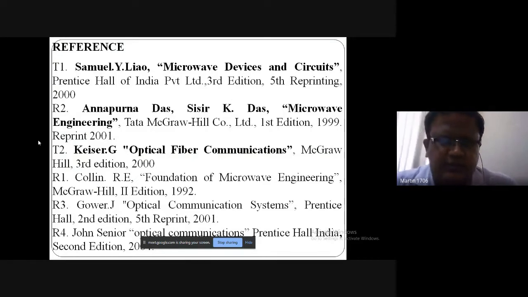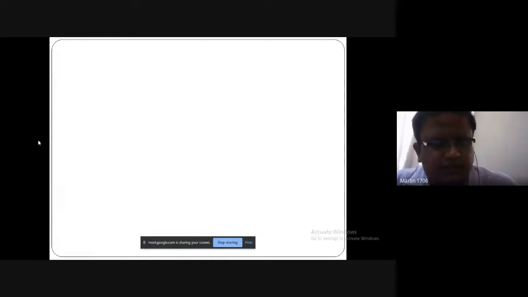This is the prescribed textbook for your microwave. T1 is your textbook, R2 is your reference, and similarly T2 is your textbook. The first two are for microwave engineering, and Kaiser is for optical communication. So these three textbooks have to be followed. I will upload all three into your Google Classroom for your reference. Annapurna Das is not that much required, but in the microwave book itself, everything will be covered.